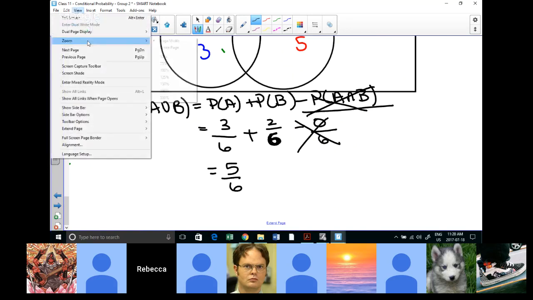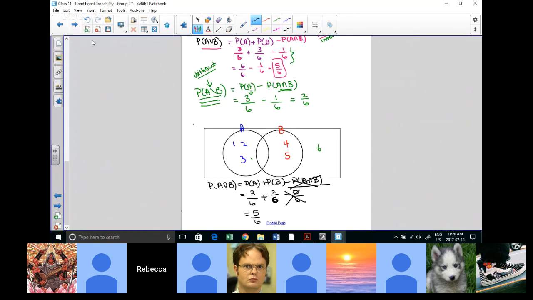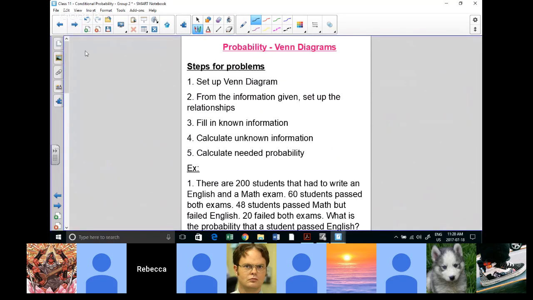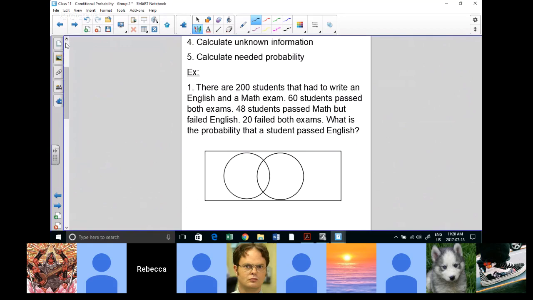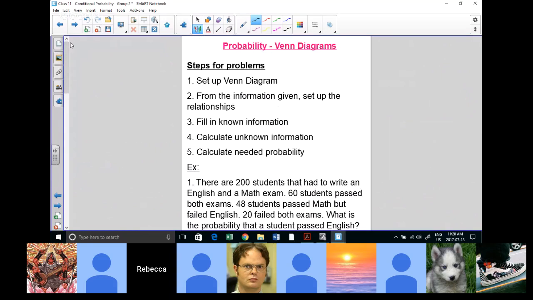Okay, so those are just rules that you should have on your memory aid. What are we using Venn diagrams for? So we're first going to just look at an example quickly of using Venn diagrams.